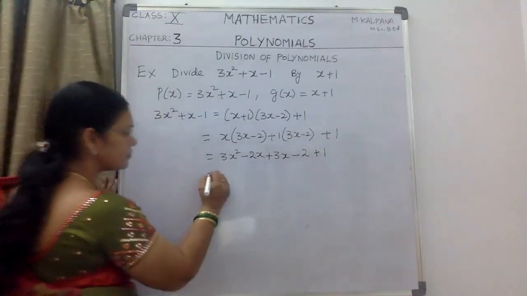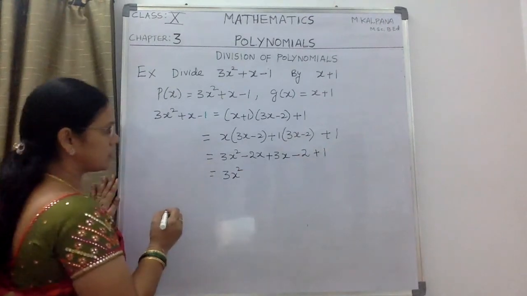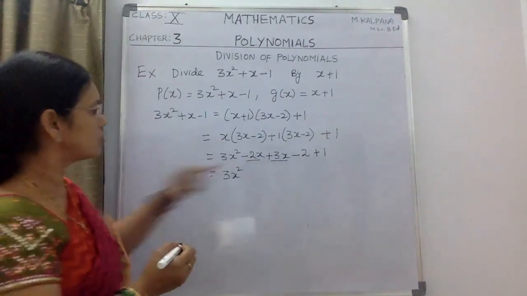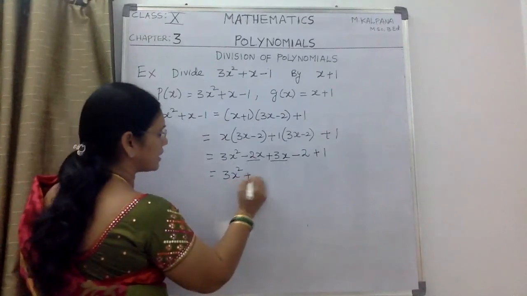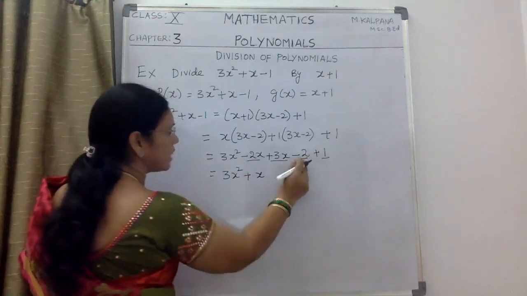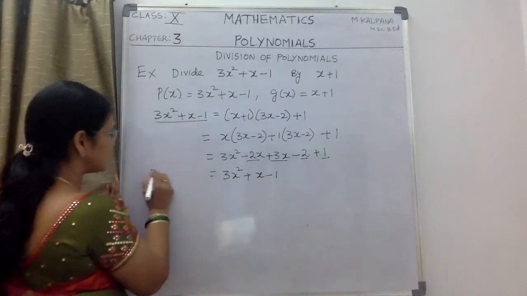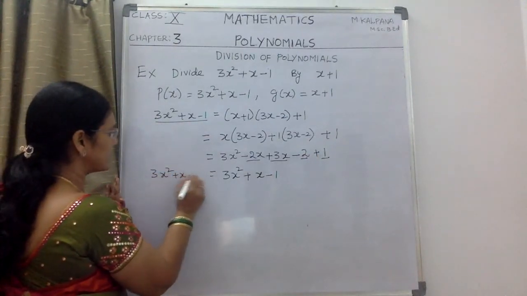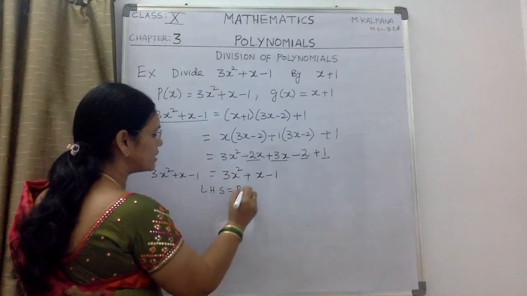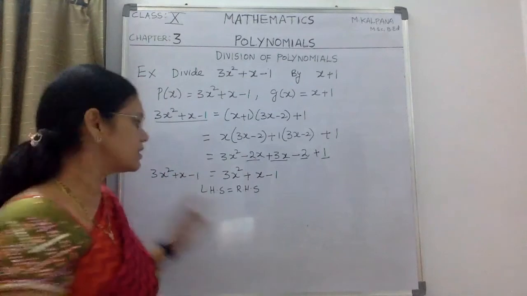So here only one x square term is there, 3x square. How many x terms are there? Minus 2x plus 3x. So this becomes plus x. Minus 2 plus 1, so there are two constants here. So what is our LHS? LHS is also 3x square plus x minus 1. So LHS is equals to RHS. By this what we have proven, children? Dividend is equals to divisor into quotient plus remainder.